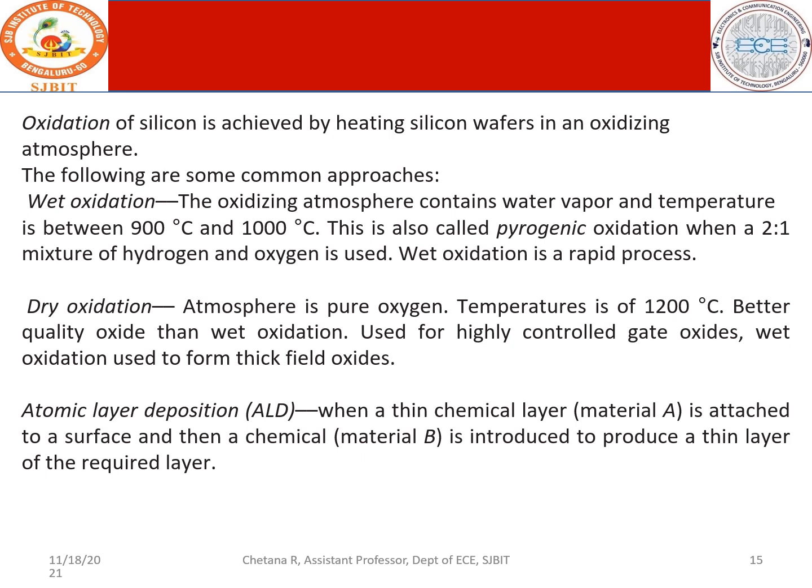Next, atomic layer deposition. When a chemical layer is attached to a surface and then a chemical is introduced, a thin layer of the required material is generated. That itself is what we will be considering here. That is called atomic layer deposition. This is also used in the process of oxidation.